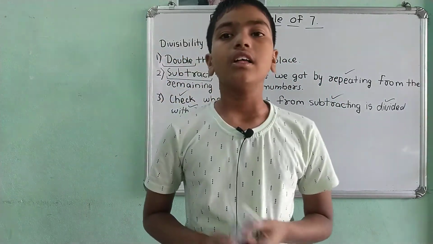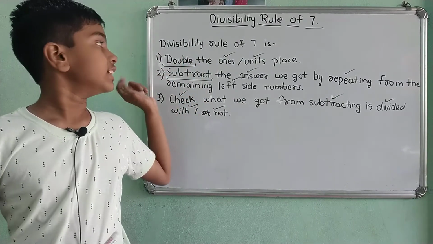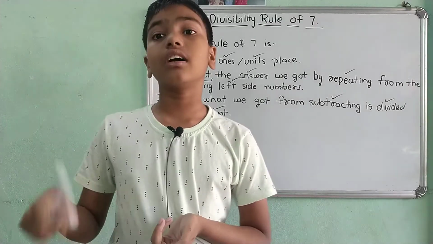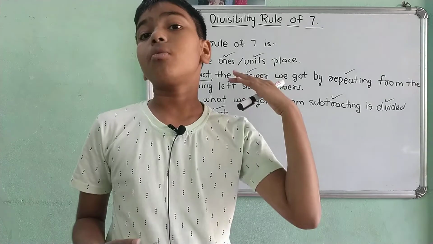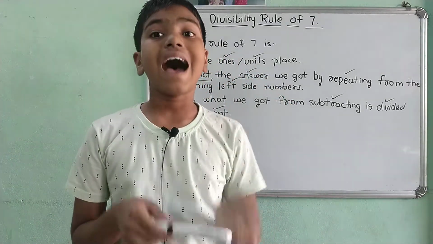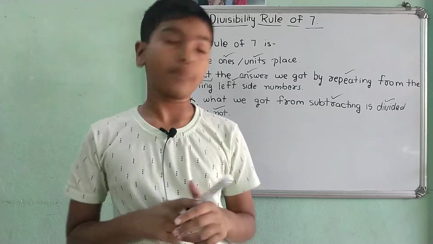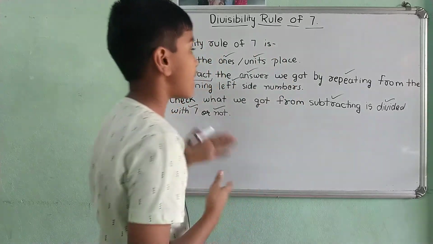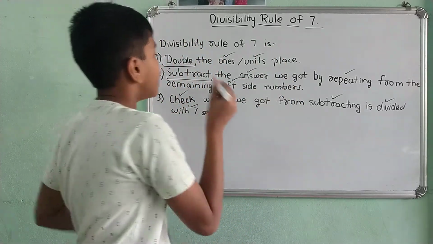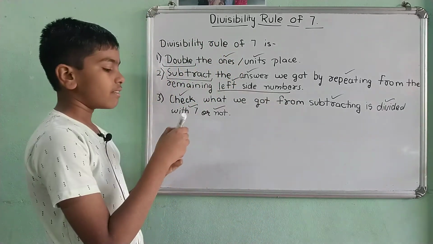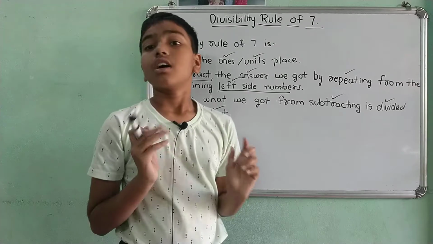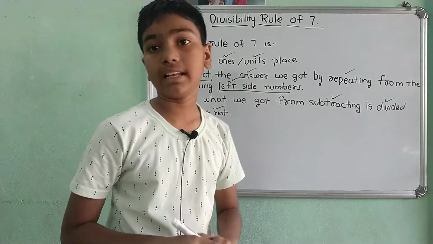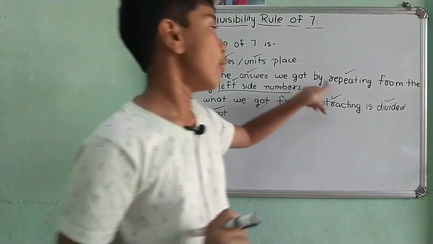See some examples. Now, the first key point is to double the ones or the units place. It means repeat the ones or units place. Repetition means to multiply it by 2 or add the same number twice. So the first point is that. Second point, subtract the answer we got by repeating from the remaining left side numbers. Left side numbers means, we only took the ones or units place, so you have to subtract the answer we got by doubling.